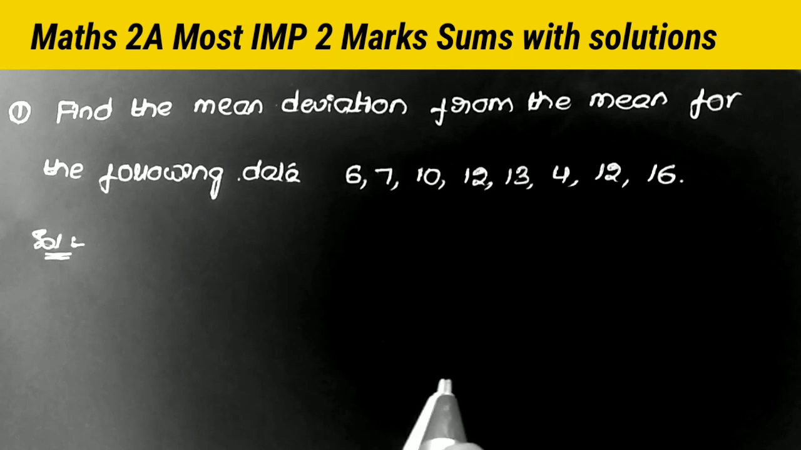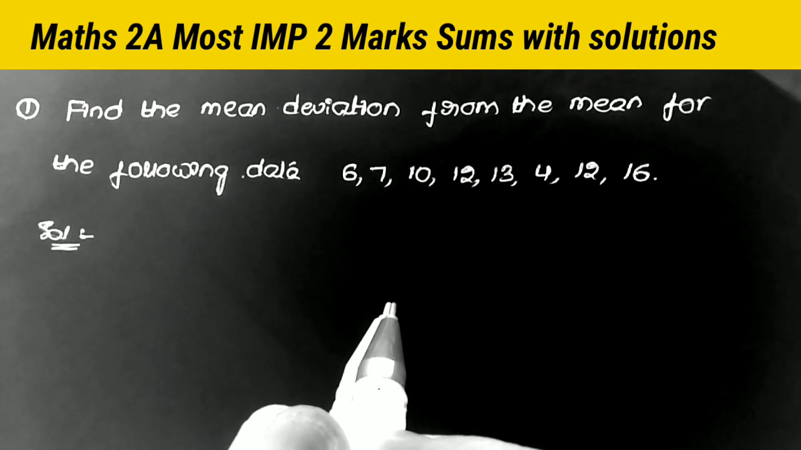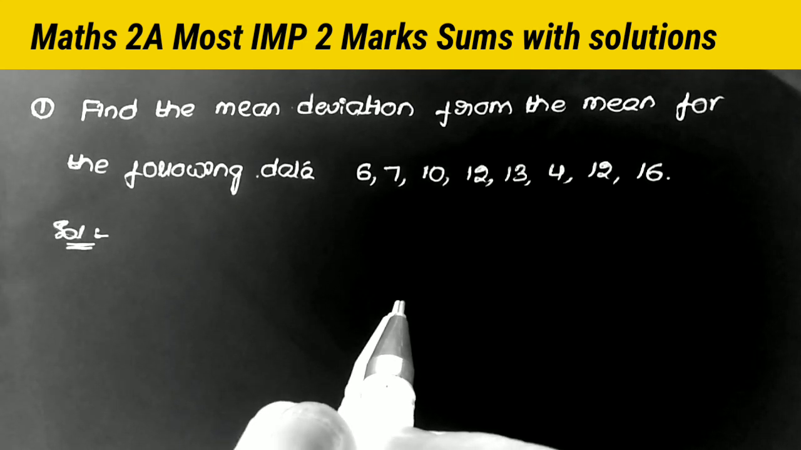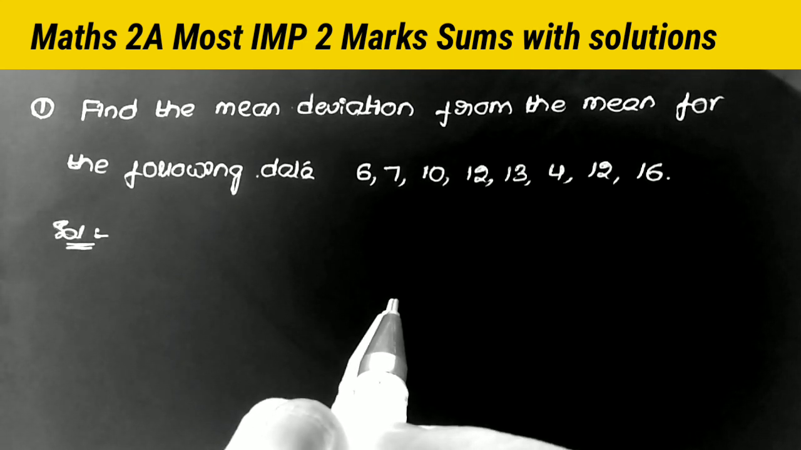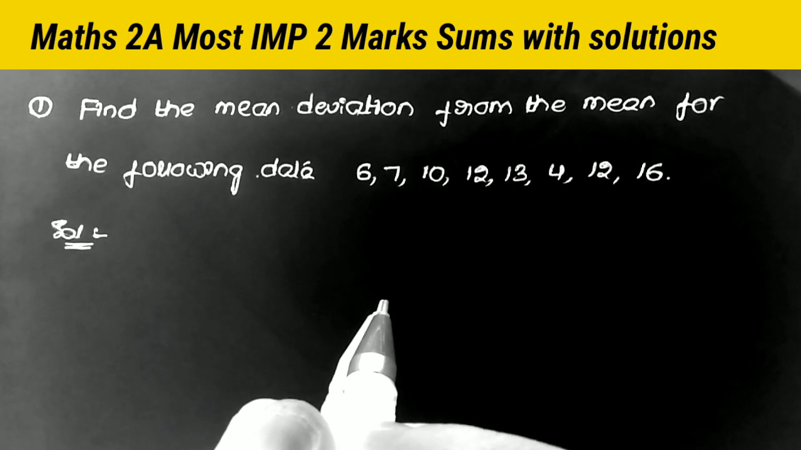Students, in this video I explain the Maths 2A most important 2 marks problems with solutions. These are the 2 mark sums from the chapter Measures of Dispersion. I already uploaded 5 videos of the Maths 2A most important 2 marks problems, and the students who follow these videos will definitely get very good marks in the public examination. I hope all of you use these videos to get good marks.